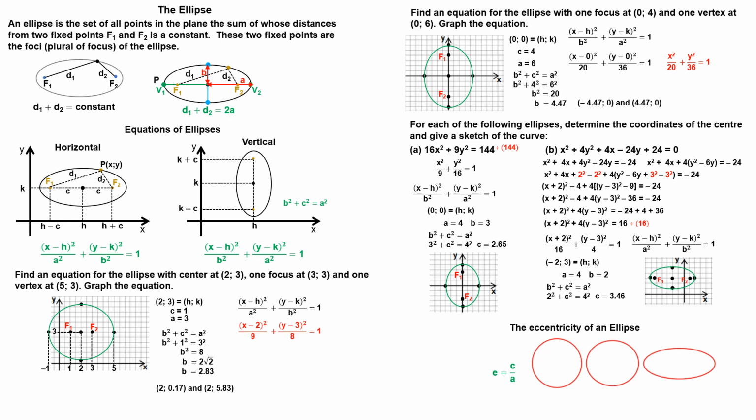Thus, if eccentricity is close to 1, then c is almost equal to a, and the ellipse is elongated in shape. But if eccentricity is close to 0, then the ellipse is close to a circle in shape.